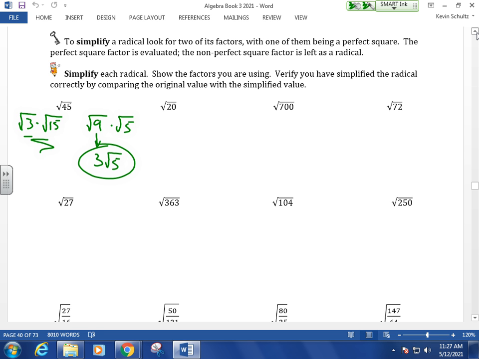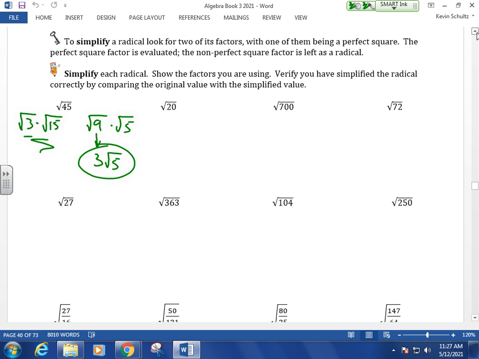Now, if you're saying, well, that doesn't look a whole lot simpler than root 45, what was the point of this? Again, like we've seen in other units, this is kind of the grunt work. This is the opening practice, the skills that will allow us to do more stuff later on. Okay? Any questions on that? Like I said, if you know your factors and you know your perfect squares, it's really just running through them until you find the right combo.